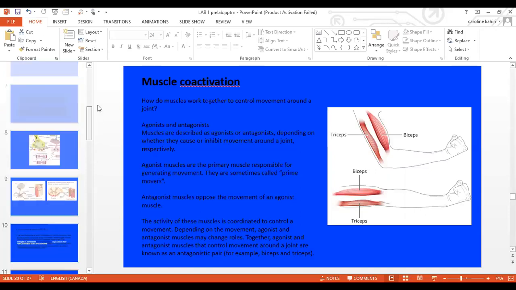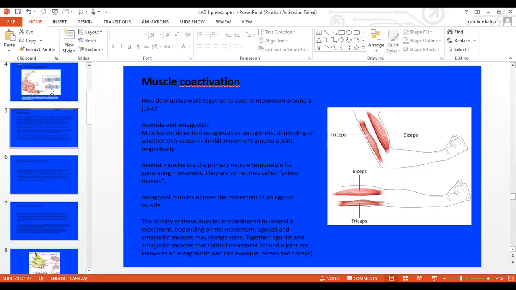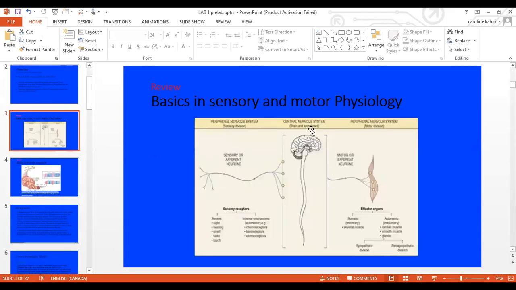So with that kind of setup, you see that this one is actually a repeat of what I was showing you. The only difference is it's showing you how you involve the brain. The brain sends a signal through motor neurons, and these motor neurons are going to send a signal to the muscle.